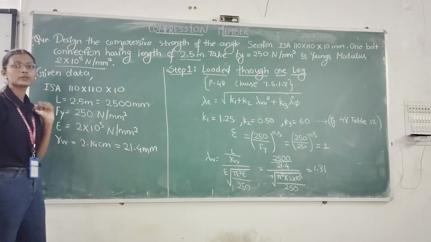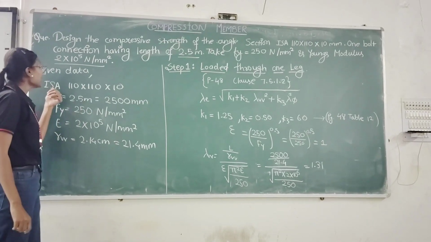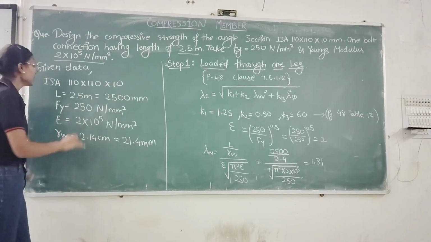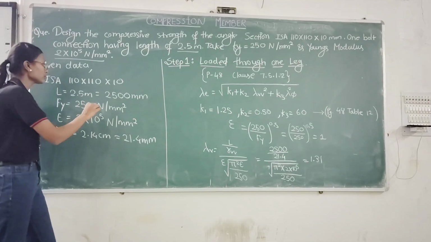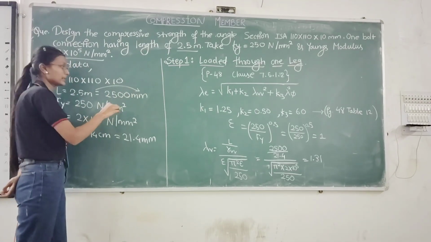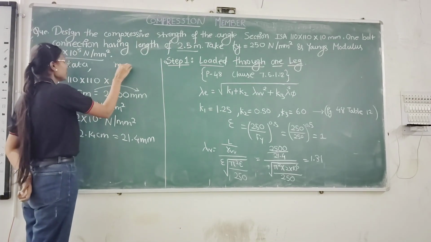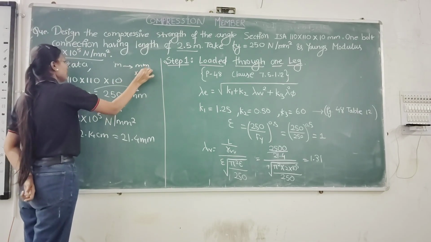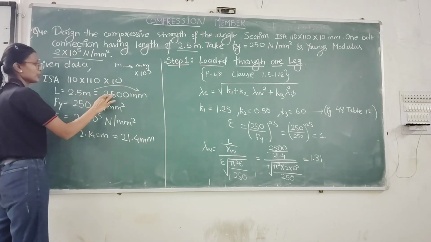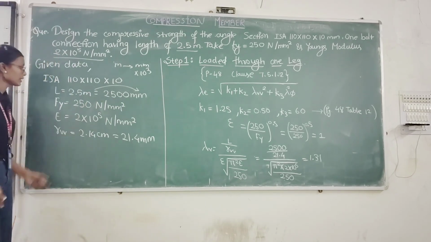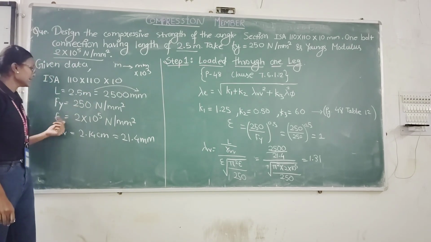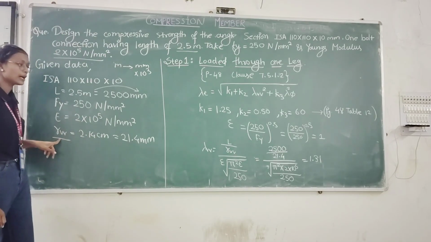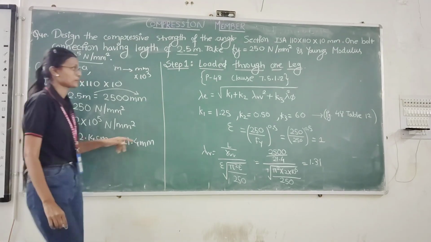So first of all you have to write the given data. Here the given data is ISA 110 x 110 x 10. Length is 2.5 meter, so we have to convert meter into millimeter. The conversion from meter to millimeter is 10 raised to the power 3. That's why we shift 3 points, 1, 2 and 3. Fy is given 250, E is given 2 x 10 raised to the power 5, and r_vv we have to take from the steel table.